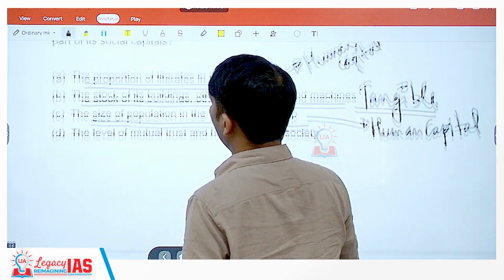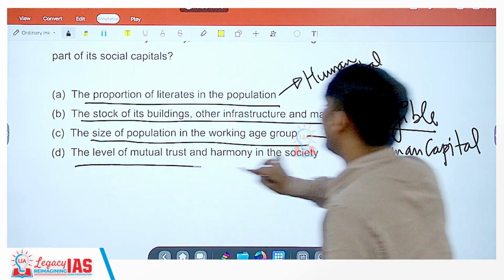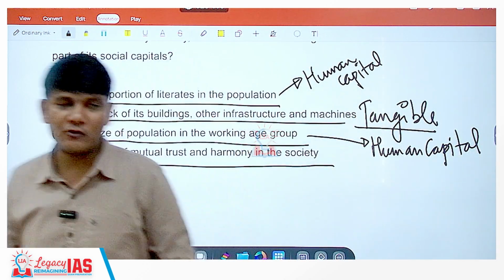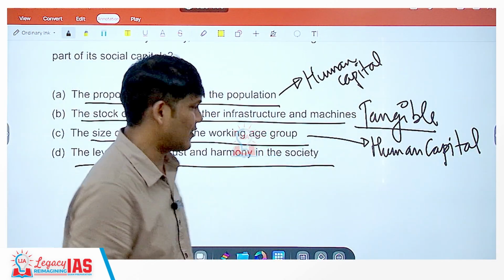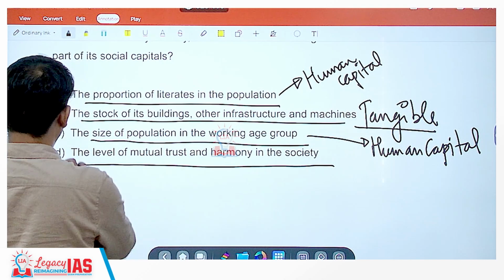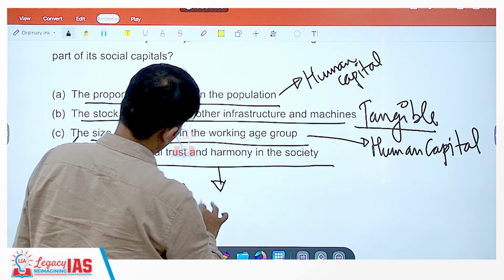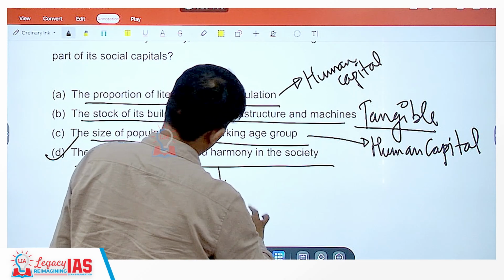What is the last one? The last one is the level of mutual trust and harmony in the society. How much these constituent elements of human capital trust each other, and then the society will decide the social capital. So this, guys, is the correct answer. This is related to social capital.